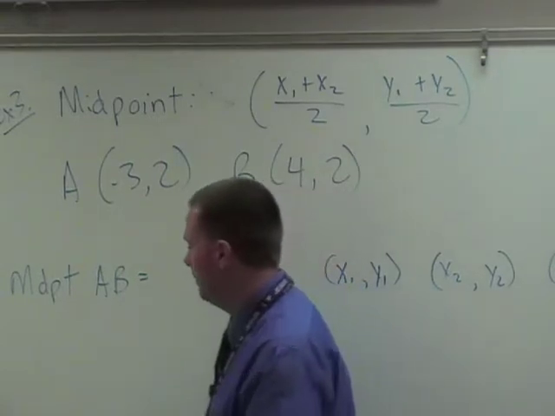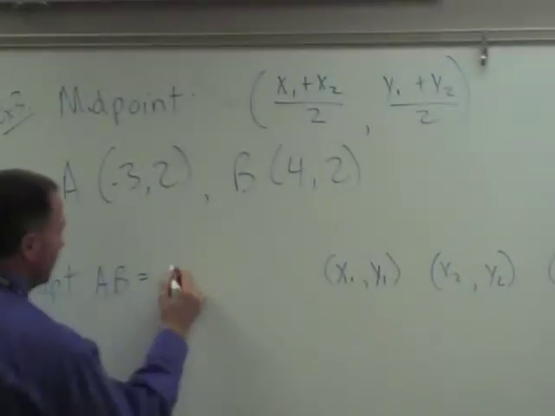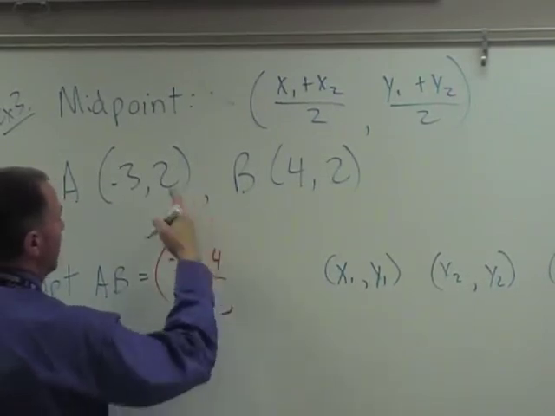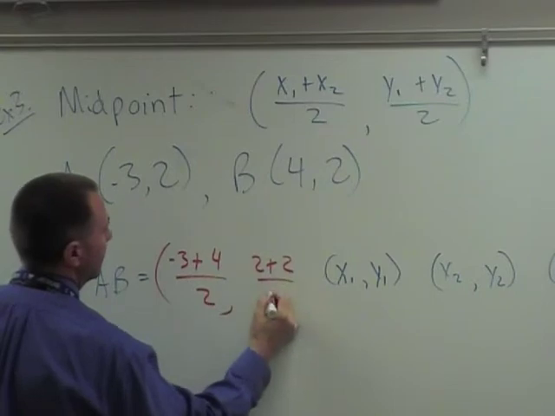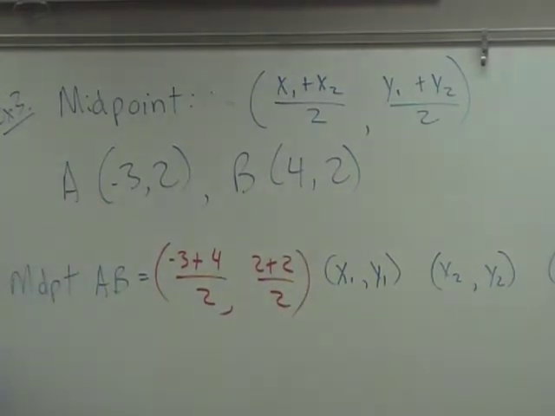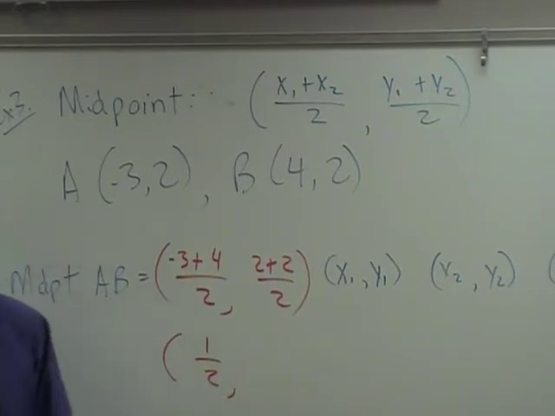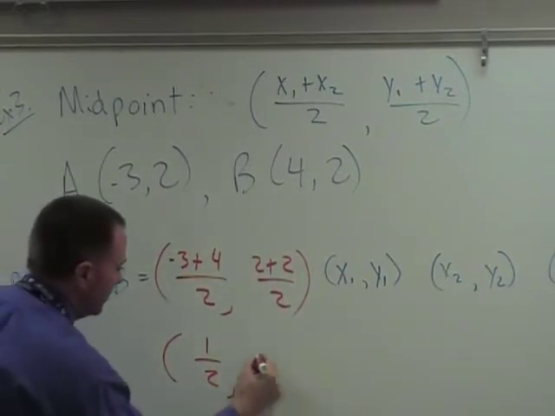Okay. All right, here we go. So we add our x's together. That's a -3 plus a 4 divided by 2, and then our y's. Okay, -3 plus 4. What's -3 plus 4? One. That's right. Positive 1/2, and 2 plus 2 is 4, divided by 2 is 2.